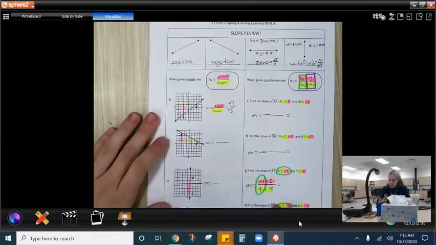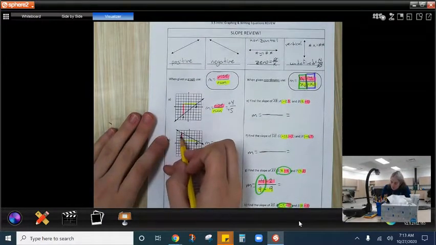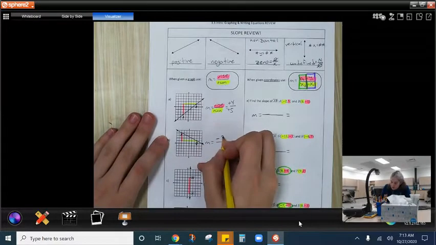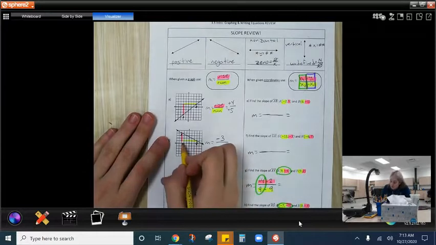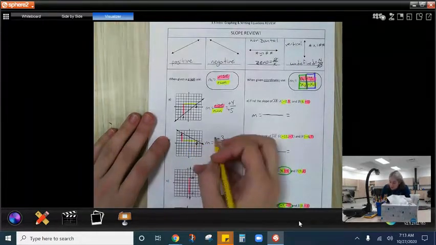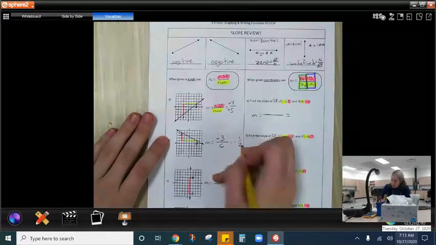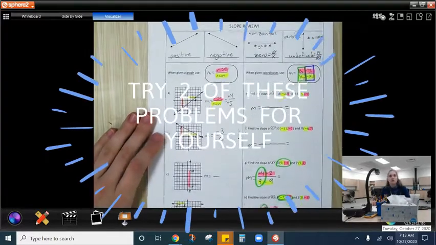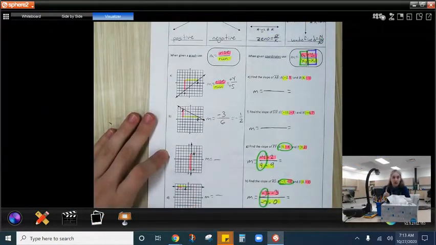So let's take a look at B right here. We are moving down 1, 2, 3. Down is a negative, so it's a negative 3. And then we are going to the right. Right is still positive. So we are going to the right 1, 2, 3, 4, 5, 6. I can reduce that down actually to a negative 1/2. 4/5 I couldn't reduce.